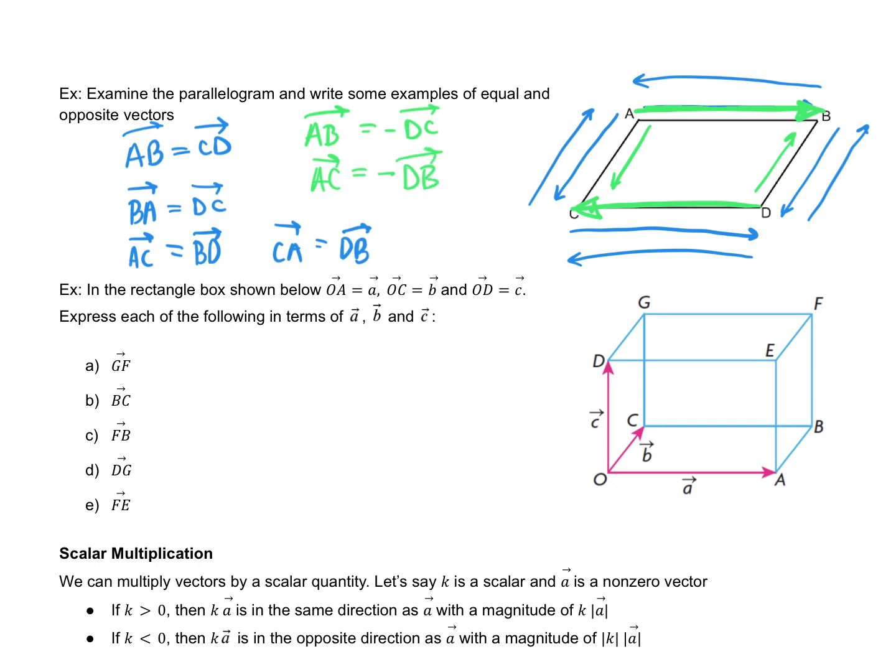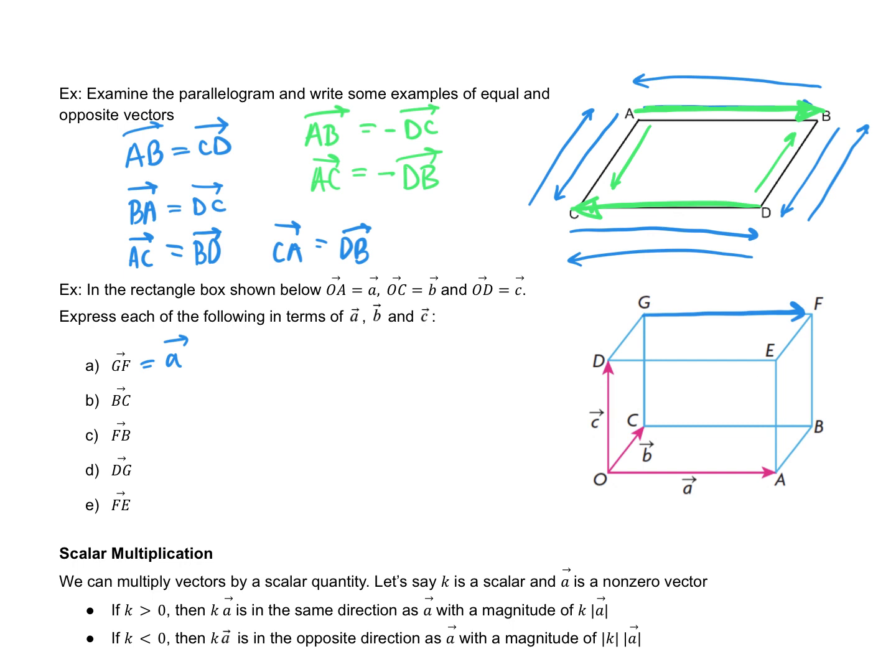All right, let's go to the next one. We have a rectangular box here. Vector OA is just represented by A. From O to C is B. From O to D is C. Let's express each of these vectors using just A, B, or C. So we're going to start off with GF. Well, that looks exactly like vector A. Same size, same direction. Wonderful.